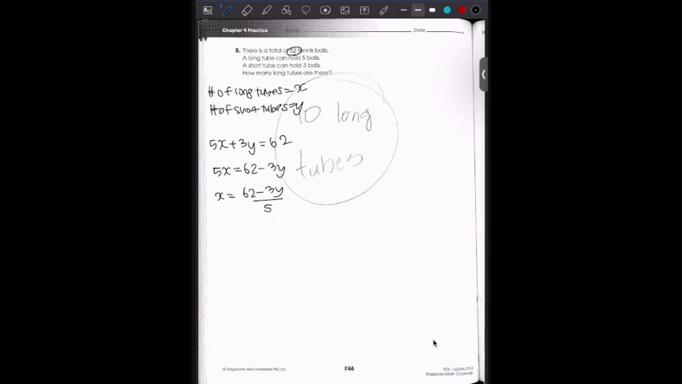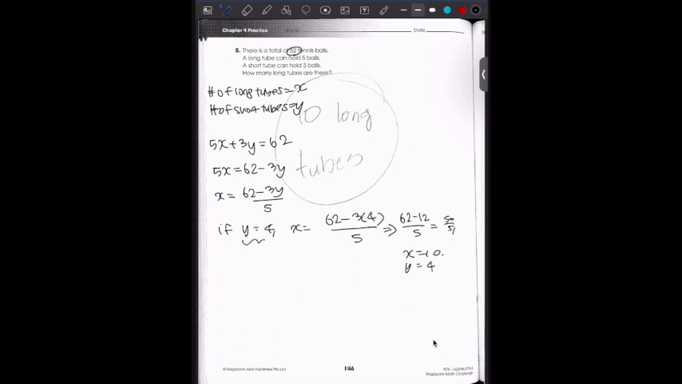And so one possible answer is that if y is 4, then x is going to be 62 minus 3 times 4 divided by 5. And so it's going to be 62 minus 12 over 5, which gives us 50 over 5. So x is going to be equal to 10. And y is going to be equal to 4.